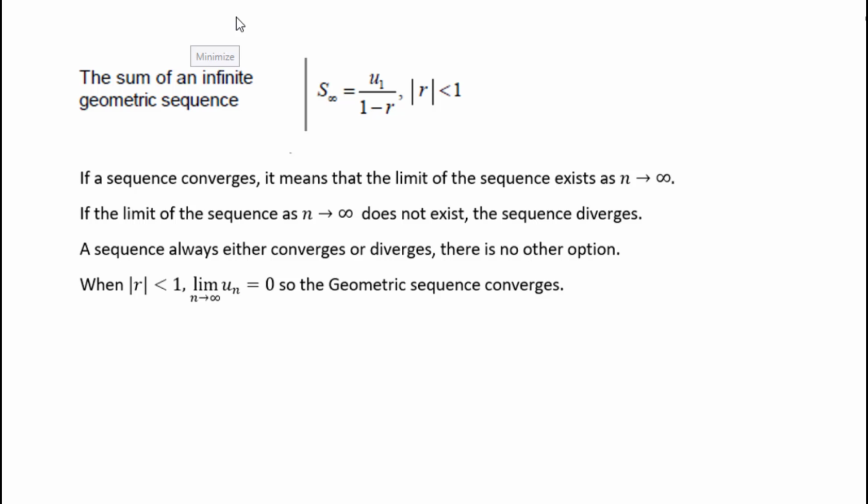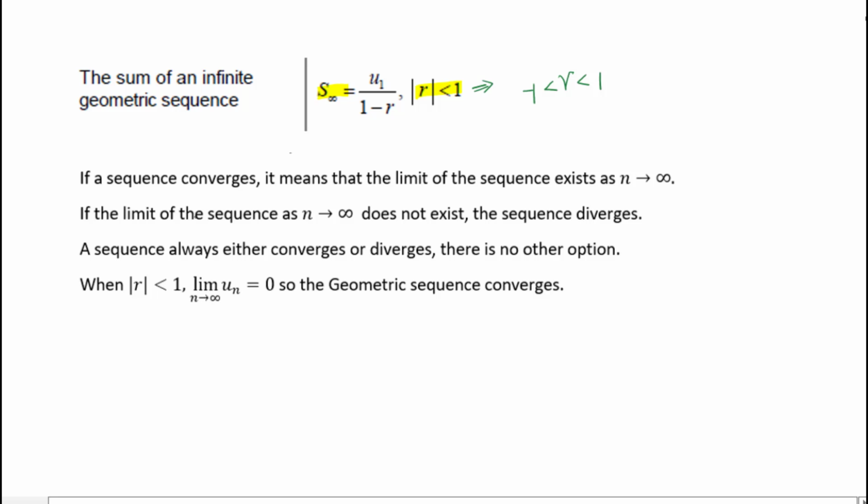This video is about the sum of an infinite geometric sequence. This is the formula for the sum of an infinite geometric sequence: S sub infinity equals U sub 1 over 1 minus R, where the absolute value of R is less than 1, which means the common ratio R is greater than -1 and less than 1.